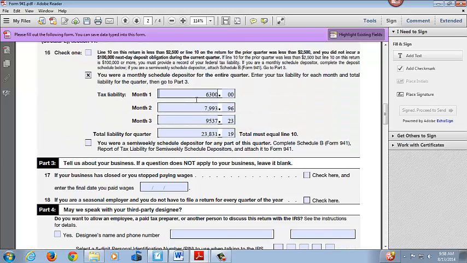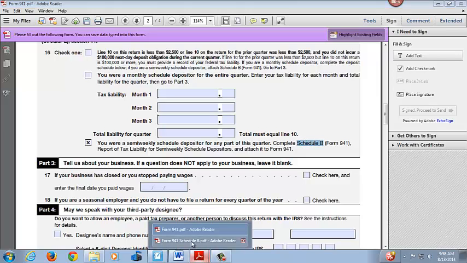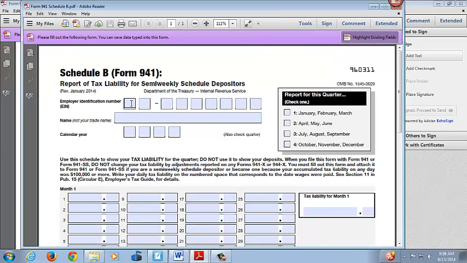So then what we're going to do is, this is if we're a monthly depositor. What if we're not a monthly depositor and instead we are a semi-weekly depositor? In this case, instead of filling out this part on the back, you're going to check here. You're a semi-weekly depositor. And then you actually have to complete Schedule B. So I'm going to bring up Schedule B, and this is what it looks like.